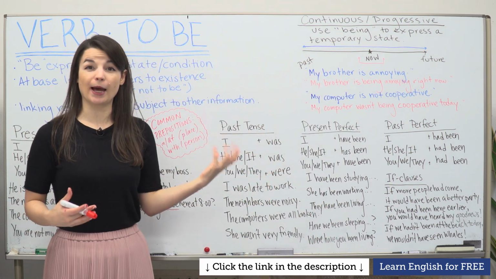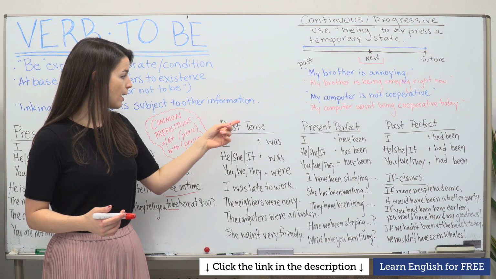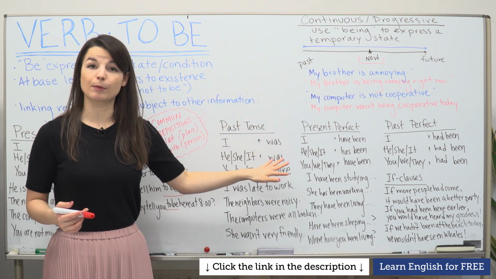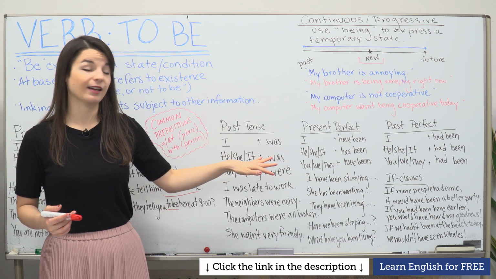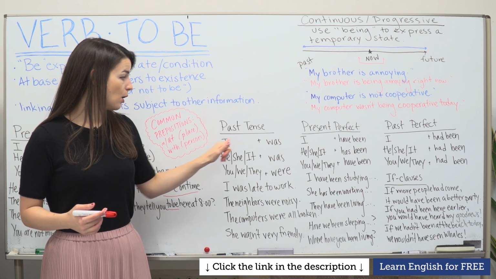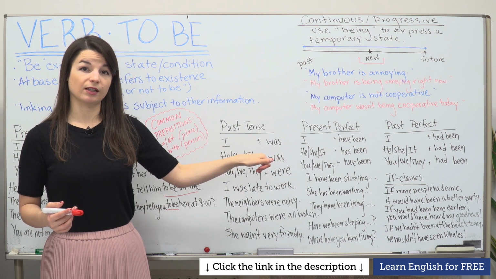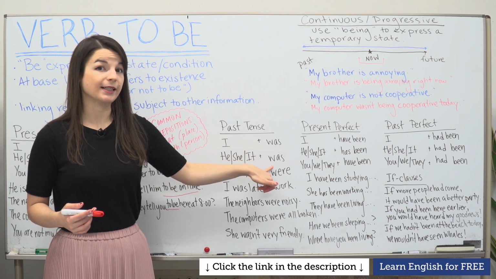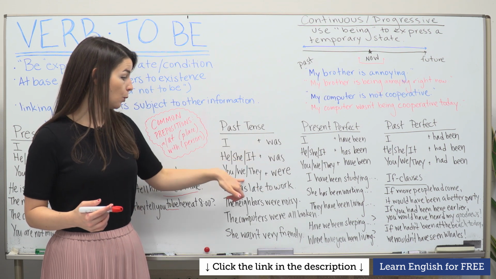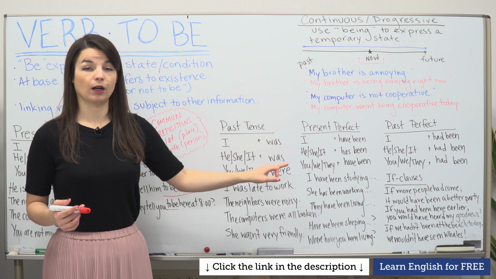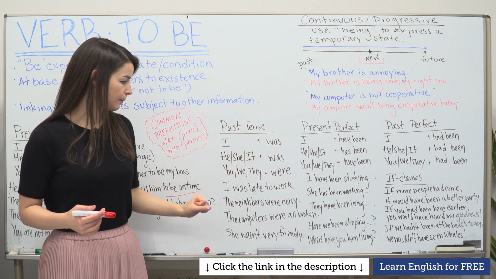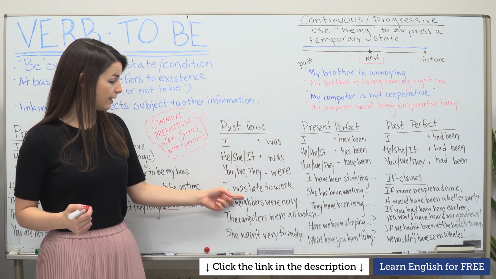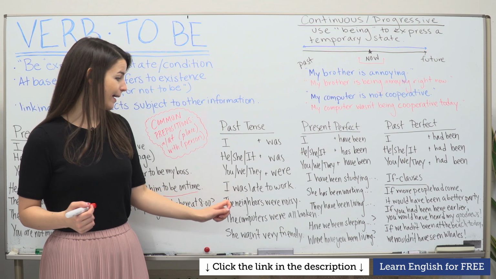Let's talk now about the past tense. We can use to be in past tense. Just remember, again, the verb does conjugate here. It's I was, if the subject of the sentence is I. He, she, and it was. He was, she was, it was. And with you, we, and they, we use were. You were, they were, we were. Here, I've used it as in I was late to work, past tense.